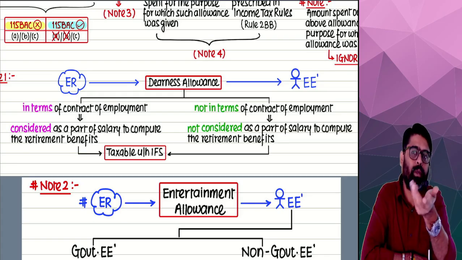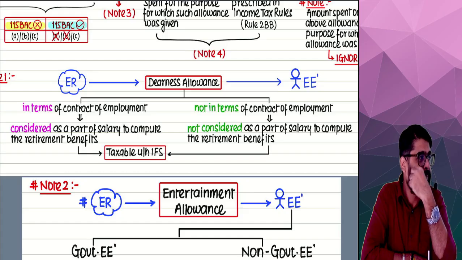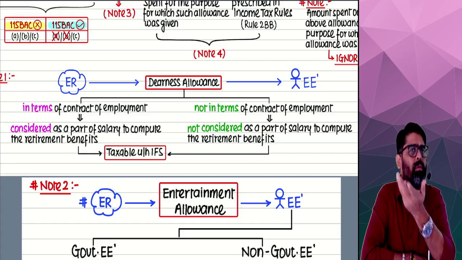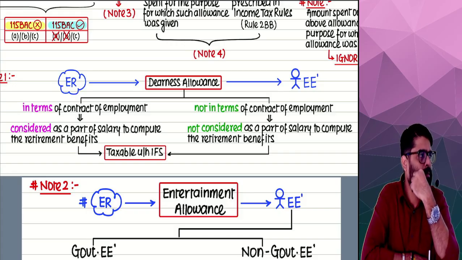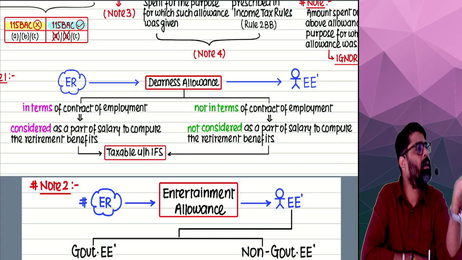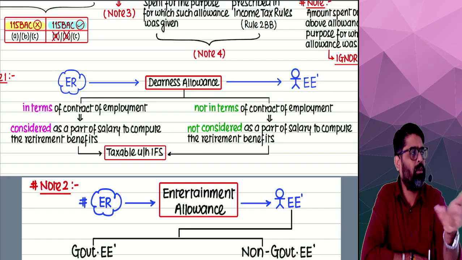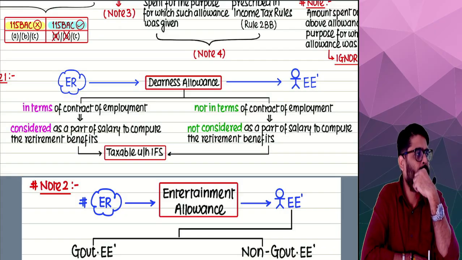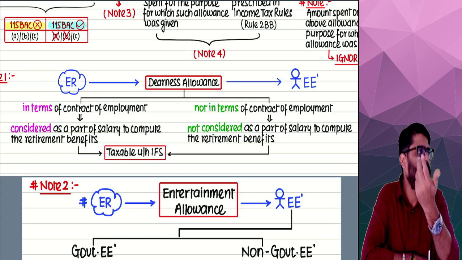Which is better to take? Why? You know that the in terms DA will come. But I know that not in terms is also going to come. Employer is giving me DA not in terms, without even writing it in the employment contract, still he is giving me. I know that DA not in terms is also coming.